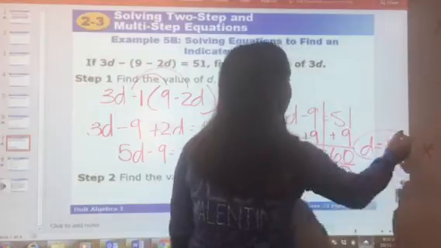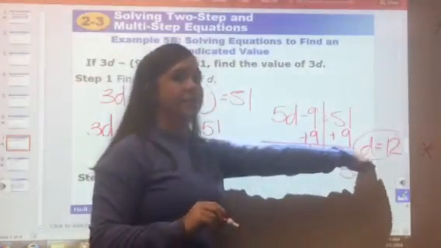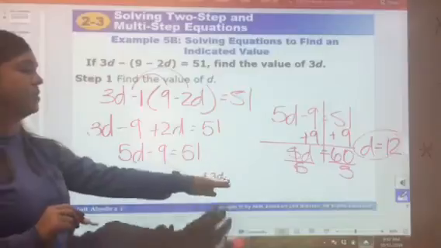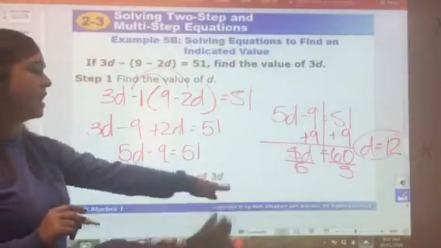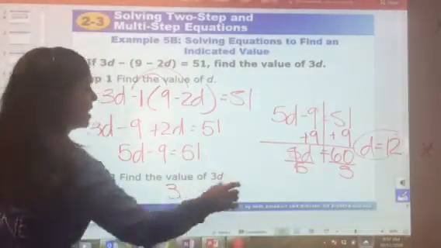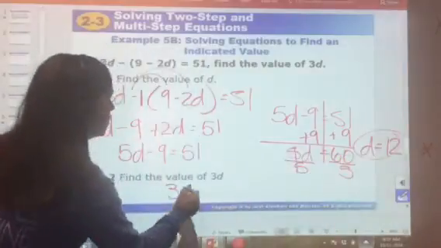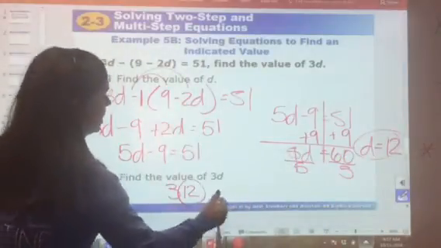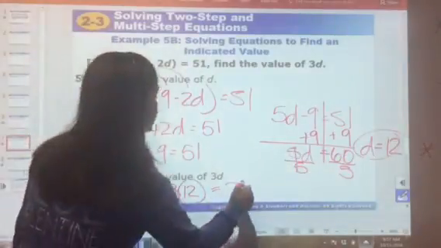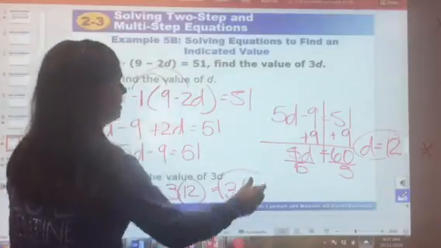All right, this is not my answer. Now I'm going to take this value and plug it into this problem. It's 3 times d, so it's 3 times what I found the value of d was, which is 12. So that gives me 36. 36 is my answer.